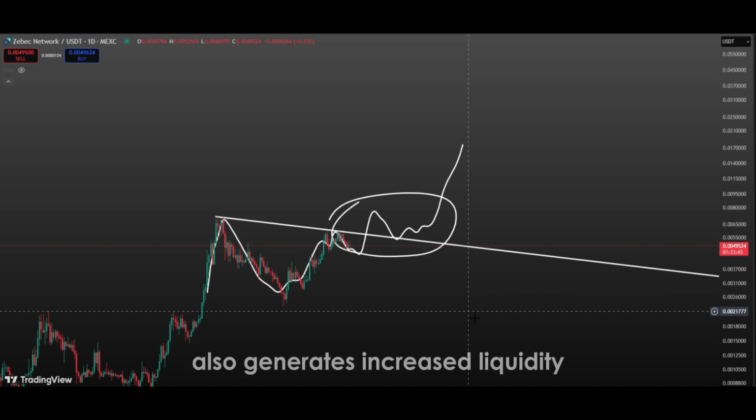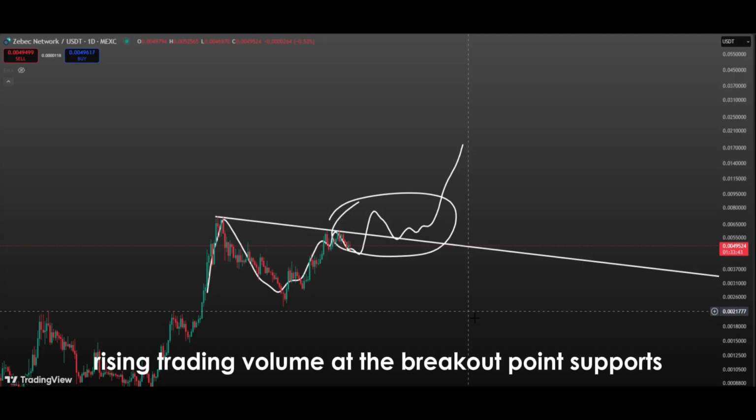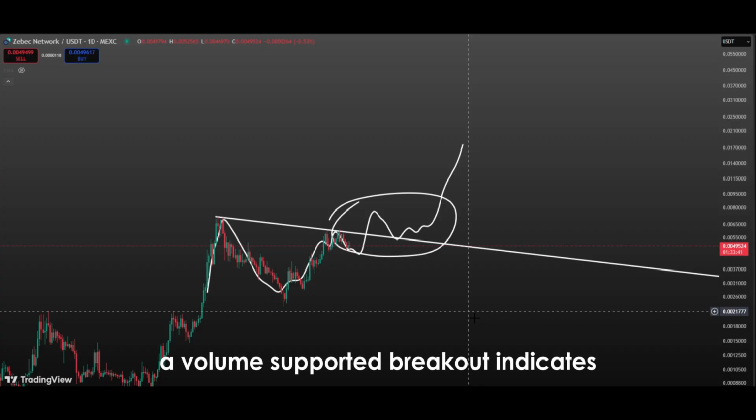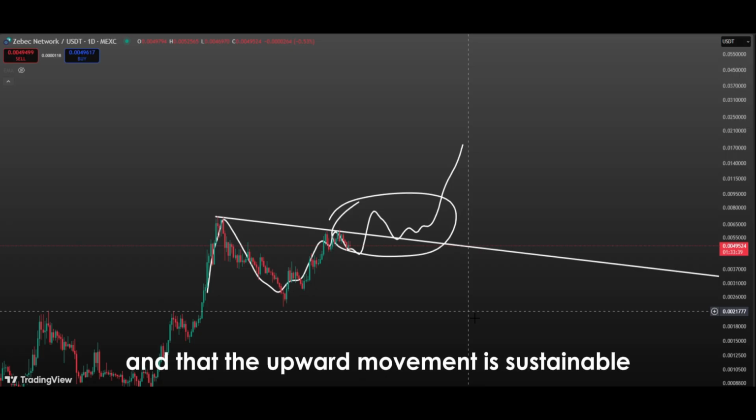Breaking the downtrend also generates increased liquidity, higher volume, and overall positive market sentiment. Rising trading volume at the breakout point supports the reliability of the movement and prevents false breakouts. A volume-supported breakout indicates that buyers are strongly present in the market and that the upward movement is sustainable.